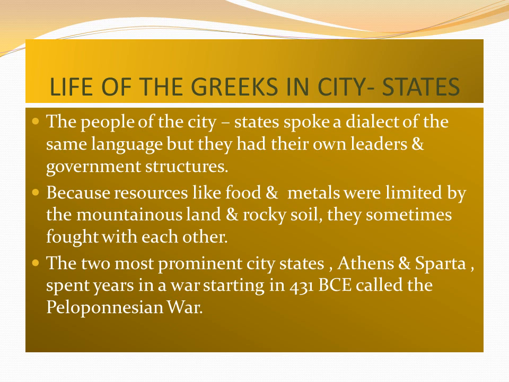Because resources like food and metals were limited by the mountainous land and rocky soil, they sometimes fought with each other. So, because of the scarcity of food resources and metals, there were clashes within the city-states. The two most prominent city-states were Athens and Sparta, and they spent almost 26 years fighting a war, from 431 BCE to 405 BCE, and that war was called the Peloponnesian War.